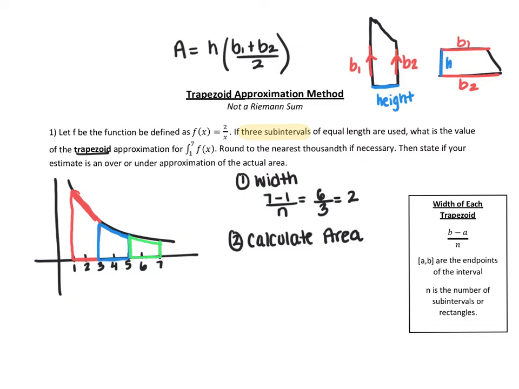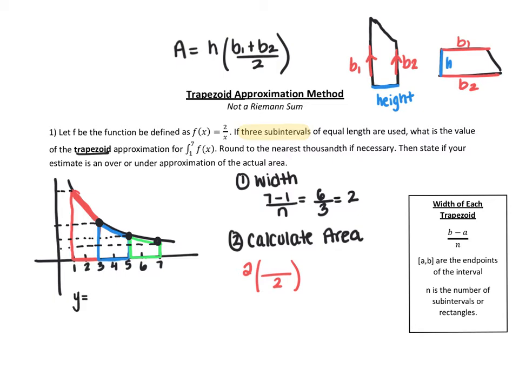So if we're calculating the area of the first one, I'll use red for the red trapezoid. The height we know is 2, and then base 1 plus base 2, divided by 2. So base 1's height and base 2's height. Base 1's height will be found by plugging 1 into your function. The height here is up there at 3, and this height that we'll need is at 5, and this other height we'll need is at 7.